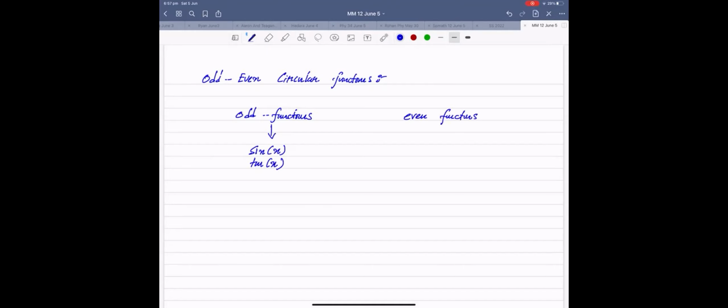Even functions. Cos is the even function. Cos x is the only even function. What do you mean by that? That means sin(-x) should be equal to -sin x. Why? The definition is f(-x) is equal to -f(x), right? That's the general definition of an odd function. So sin should satisfy this. Next one, tan. So tan is the same.